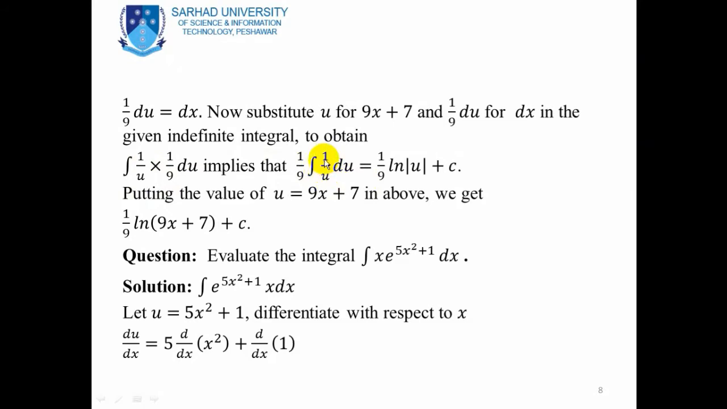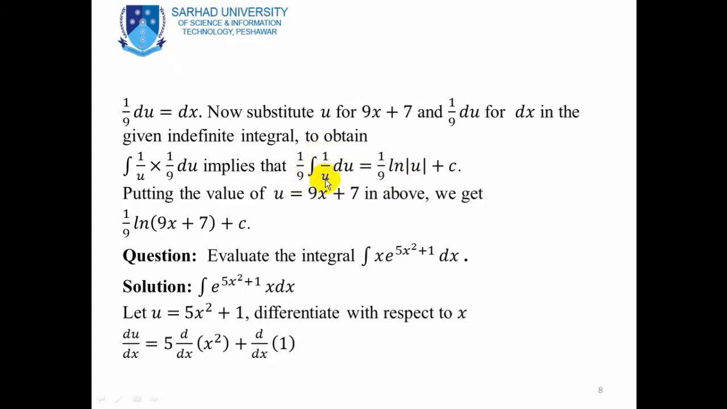Dear students, when you obtain a function in the form of a quotient, suppose one function is divided by another function, in this case we can use a rule. If the derivative of the denominator is present in the numerator, like you see over here, the derivative of u with respect to u is 1. So the derivative of the denominator is present in the numerator. In this case, taking the natural log of this denominator, we will obtain the result of the integration.